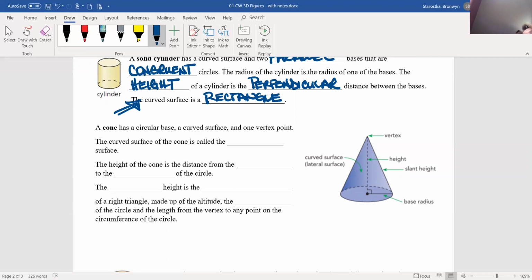So if you were going to peel the label off a can of Campbell's soup, and you did a perfect job peeling the label off, you'd notice that it is a rectangle.